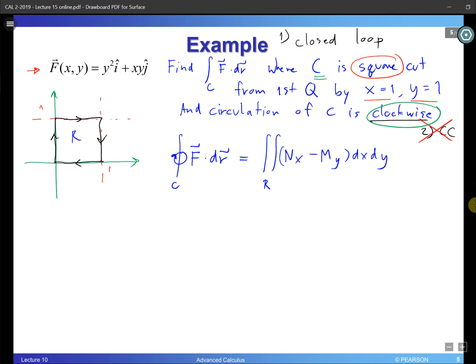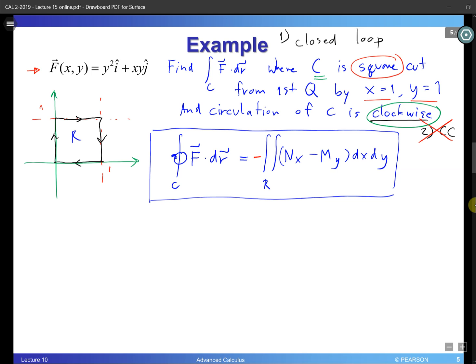direction of circulation. So when the circulation is clockwise, the formula is going to be a little bit different. All we need to do is to put the minus sign in front of the double integration. And this is the formula for the clockwise circulation. All right, this is Green's Theorem. And this is clockwise.